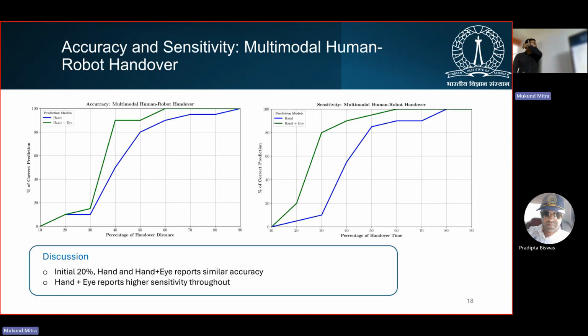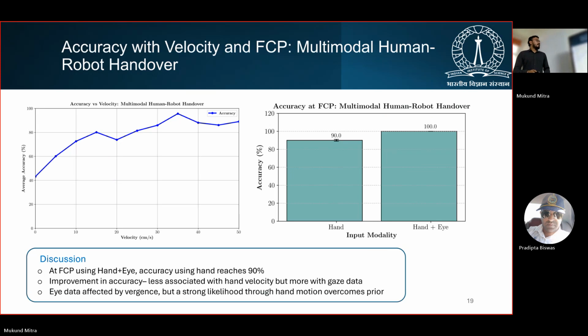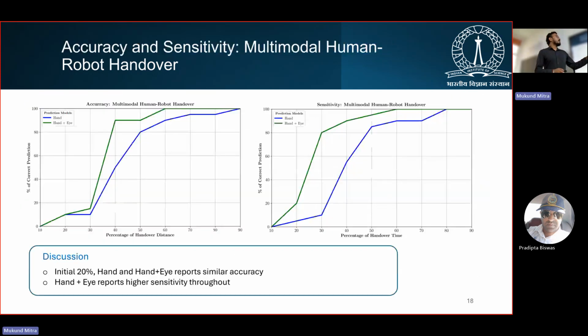So we see that the accuracy of both the multimodal as well as the unimodal method is the same during the initial 20 to 25% of the task. But later on, the accuracy of the multimodal algorithm, that is in green color, using hand plus eye, is greater compared to that of using only hand motion, and the sensitivity remains higher throughout the pointing task. So at FCP, from here, again, we can see that both algorithms reach FCP, but hand plus eye, that is the multimodal algorithm, reaches FCP much earlier compared to hand motion.